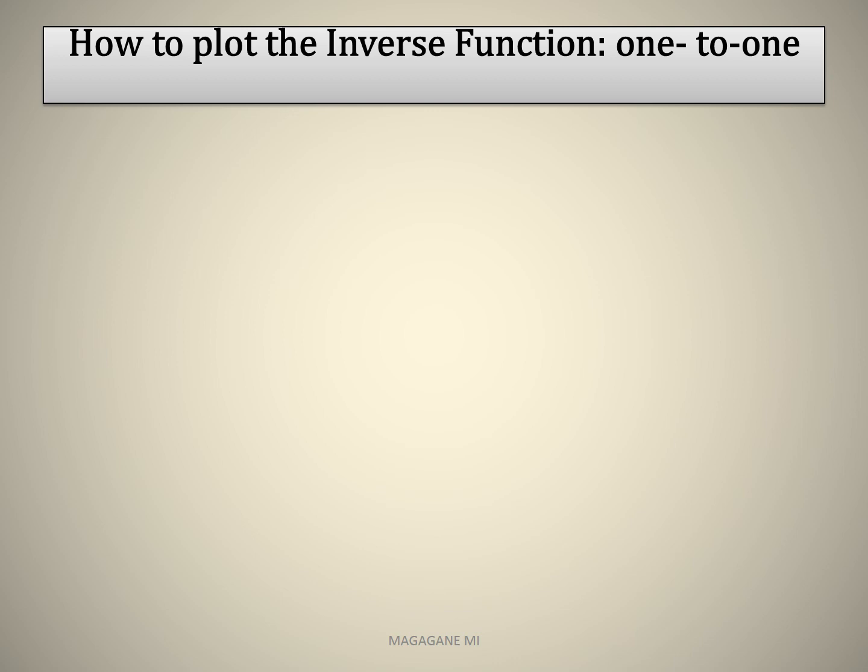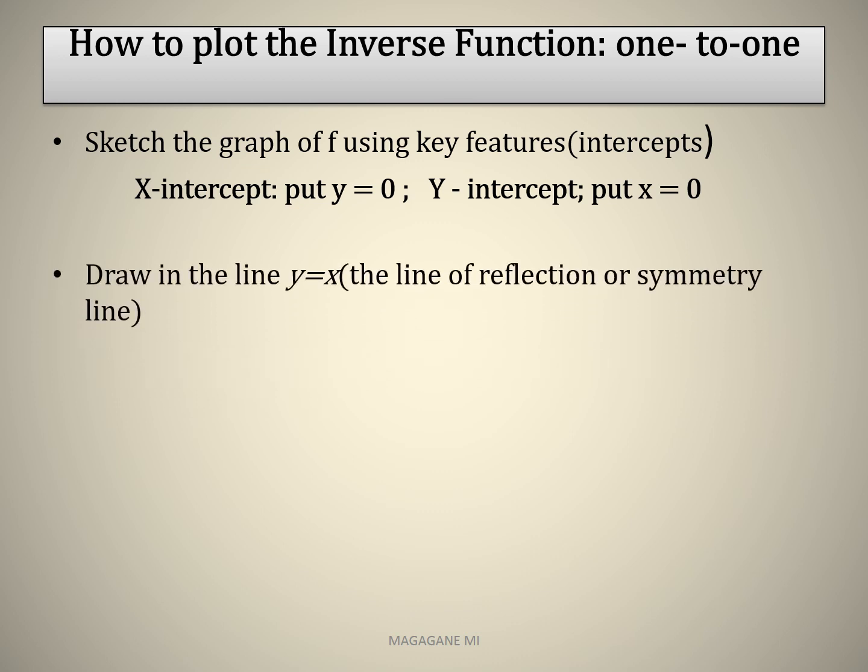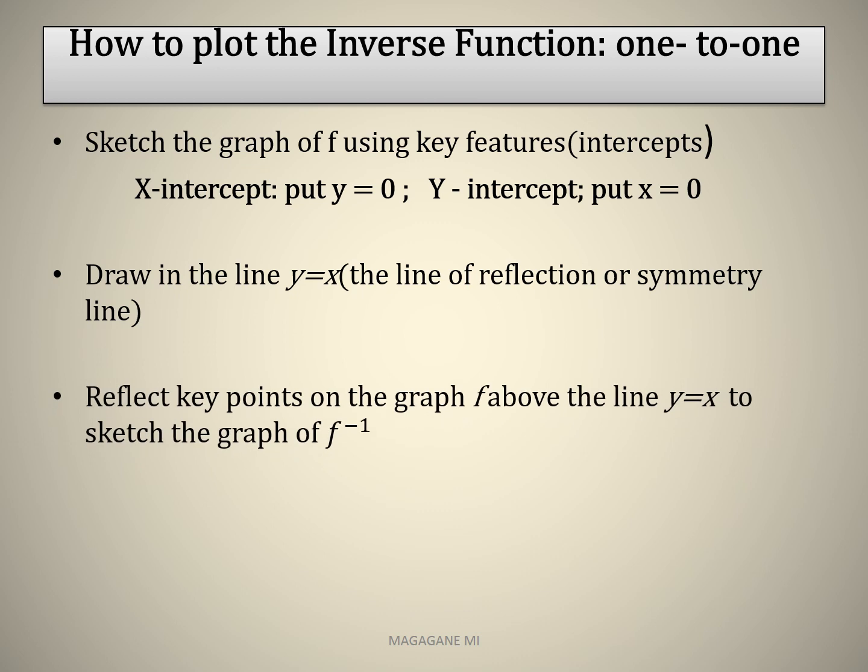Now let's look at how to plot the inverse of a one-to-one. Sketch the graph of f using the key features, which is the original graph. X-intercept, put y equals 0. Y-intercept, put x equals 0. Draw the line y equals x. This is the line of symmetry, the reflection line. Reflect key points on the graph of f above and on the line y equals x to sketch the graph of the inverse.